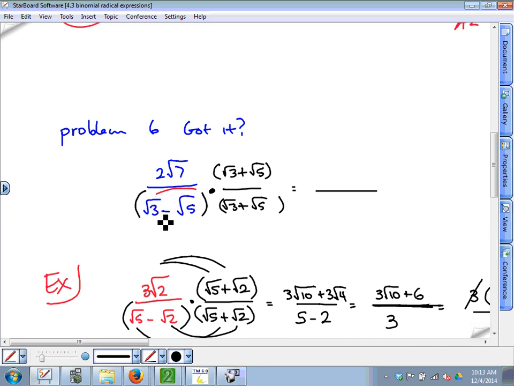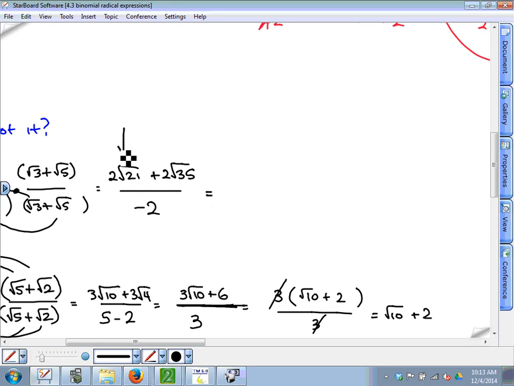So now in the denominator, if you multiply, you're going to get the square root of 3 times the square root of 3. That's the square root of 9, which is 3. Then you minus, we've got the square root of 5 times the square root of 5. That's the square root of 25, which is 5. So you have 3 minus 5, which is negative 2. The numerator is going to give you 2 square roots of 21 plus 2 square roots of 35.